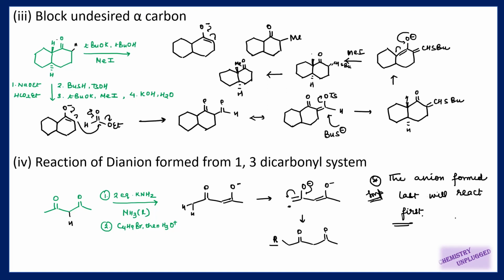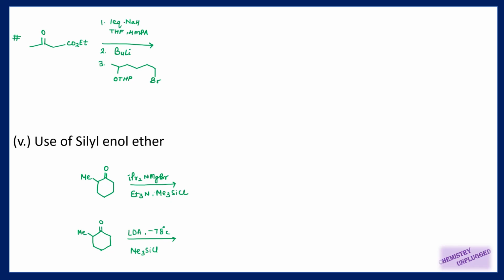One more example based on the same concept. In this case again we have a dicarbonyl system. First I am using this base NaH, so it will remove this proton and it will form an enolate like this. Then in the second step I am using one more base.